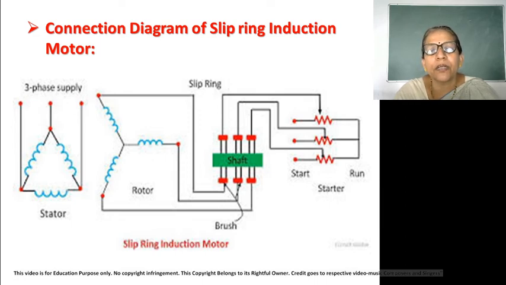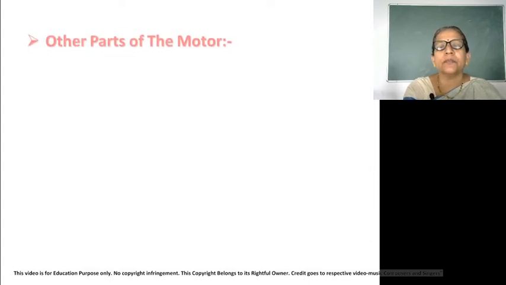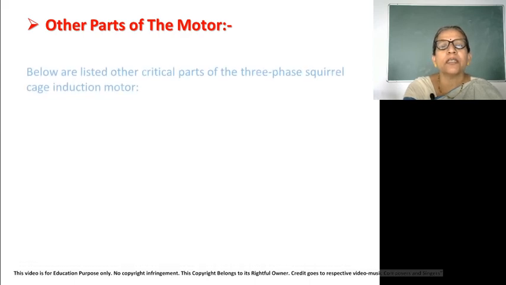Whereas the slip ring induction motor has somewhat complicated construction because the rotor is also having a three-phase winding. Again, there is a slip ring and brush mechanism which may cause wear and tear between the brush and the slip ring, and that's why it may require some maintenance. But still, due to its advantage of high starting torque, for some applications we are using slip ring induction motor. So other parts of the motor, in addition to that, what are the other parts?